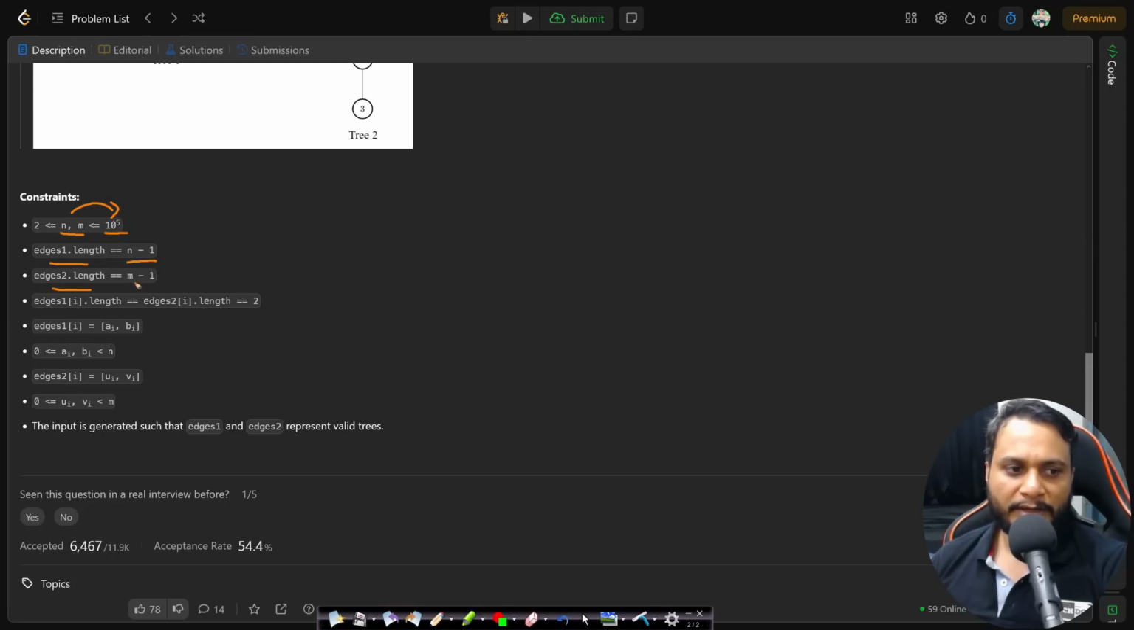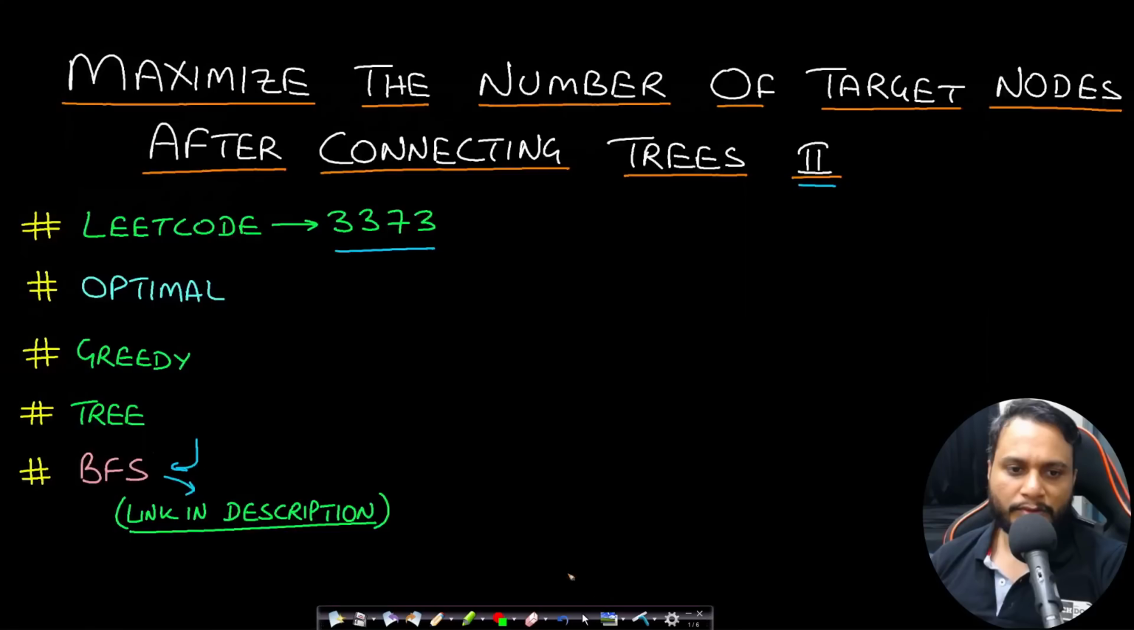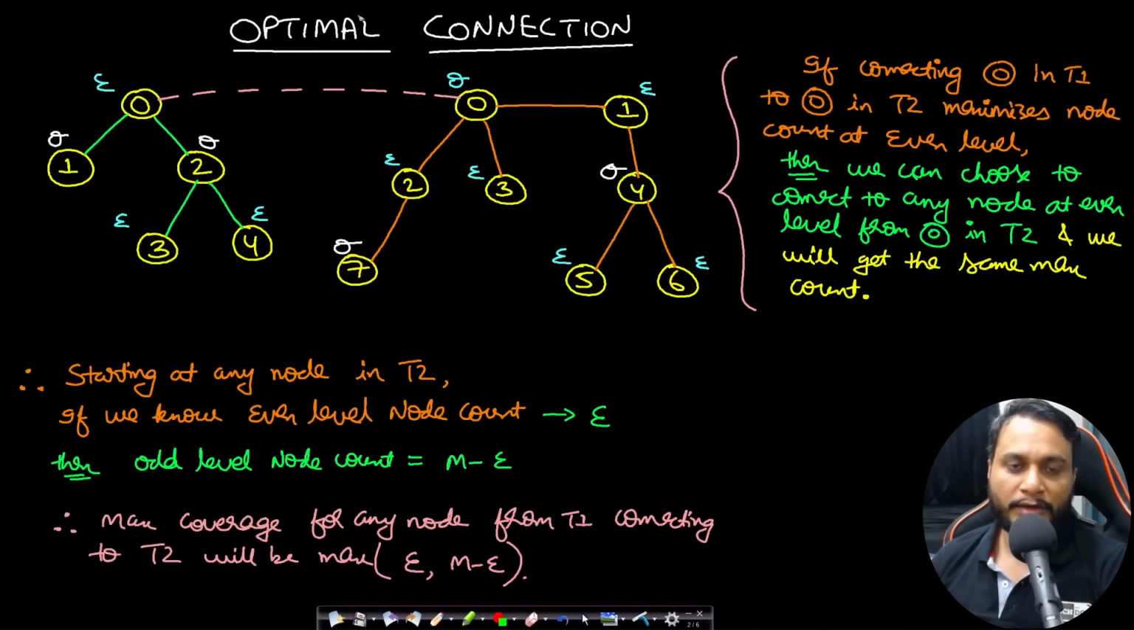Edges are n minus 1, m minus 1, as you know, the number of nodes being n and m, right? The edges are represented in u comma v format, indicating there is an edge between u and v, and the rest all are self-understood. Now having understood all this, let's look at an idea of how to do the optimal connection.